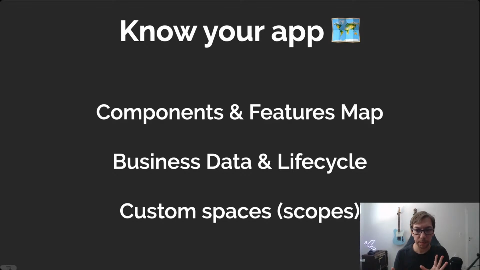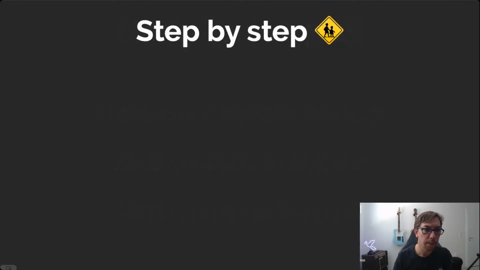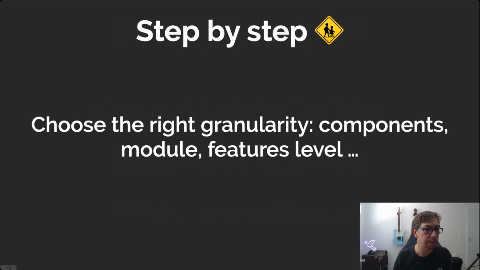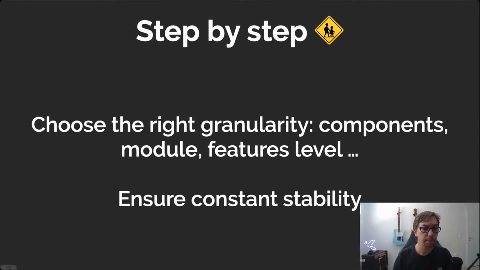Then identify all those elements, because this is a critical element that you want to identify in terms of roadmap for you. After that, go step by step. Choose the right granularity in terms of component, module, feature level, and there you need to ensure constant stability for your delivery, for your team, for your company.